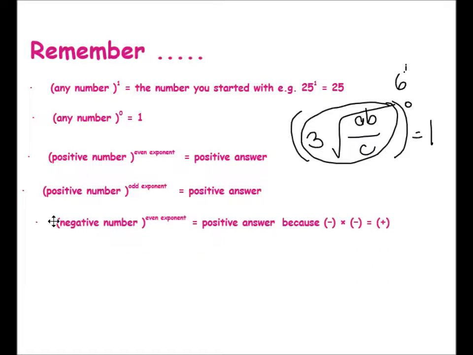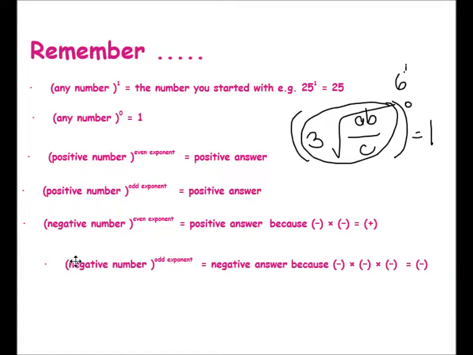A negative number to an even exponent will give a positive answer, because remember, two negatives multiplied together will give you a positive. So if I have an even number of negatives multiplied together, I can group them into groups of 2 without having an odd one out, so your result is positive.